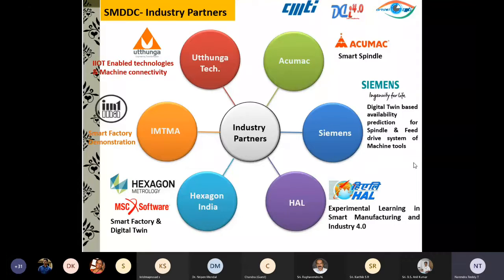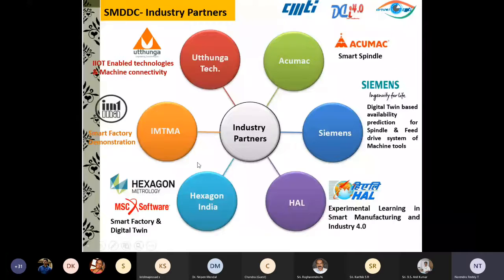And then with HL, we are working on experimental learning in smart manufacturing and Industry 4.0. It is purely a CSR activity where we'll be teaching smart manufacturing technologies, where we are establishing hands-on training labs at CMTI, and we'll be offering training programs to engineering students, faculties, and even MSME professionals. And then with Hexagon, we are working on a smart factory and digital twin of a smart factory.